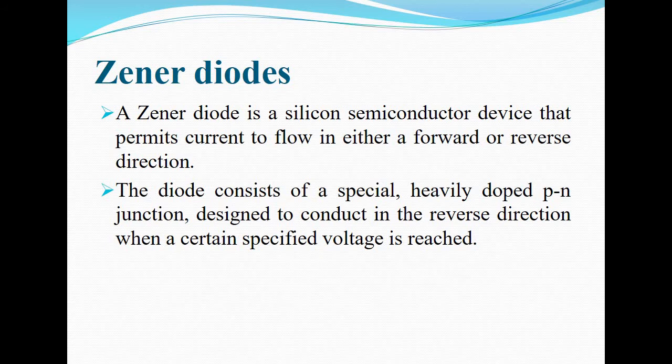Next protection device is the Zener diode. Previously we have studied a simple diode, and the Zener diode is a different type of diode that we are going to see. So first let us revise the working or the concept of the simple PN junction diode.